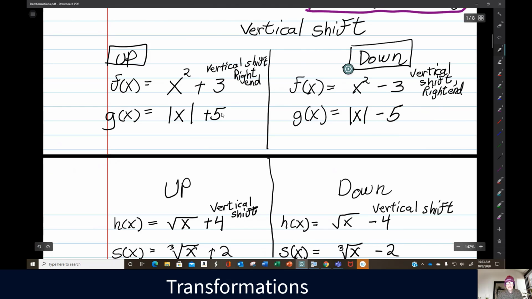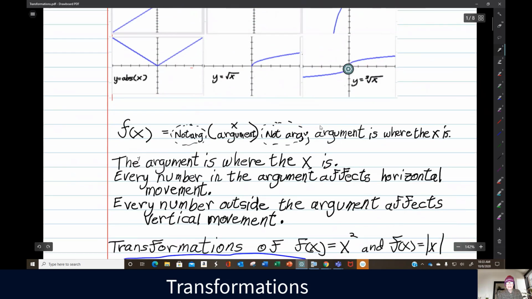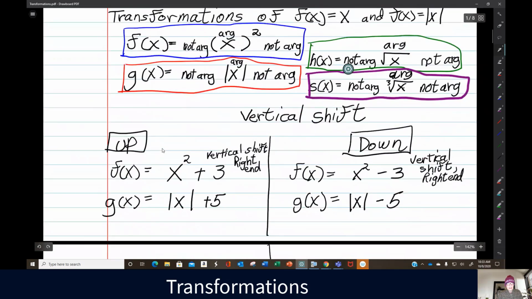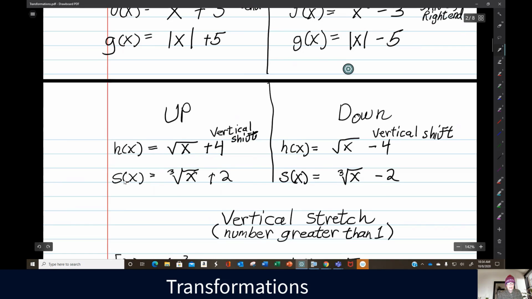If I want to move the absolute value of x up a certain number of units, like 5 units, then I would put a plus 5 on the far right end. Always on the right end, always added or subtracted. But for vertical shift up, you're going to put a plus. Now, before we go over here and talk about down, let's talk about y equals x squared and y equals the cube root of x.